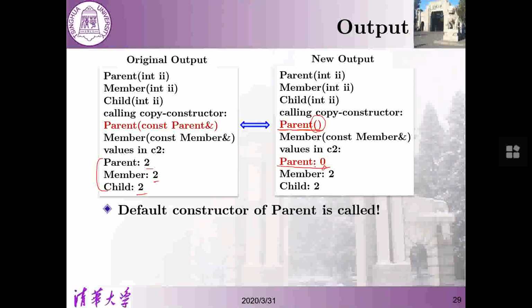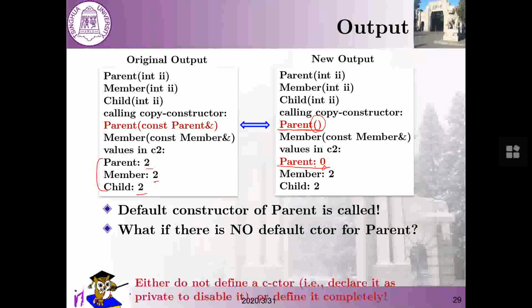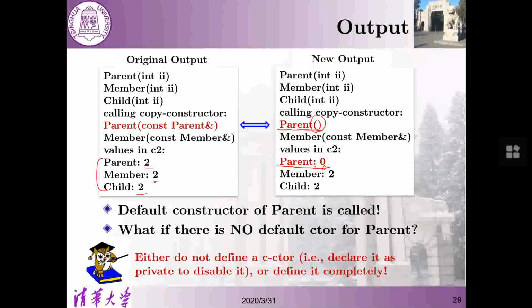So this default constructor of the parent should not be called, and we should call the copy constructor for the parent, right? So how to write the copy constructor for the parent?